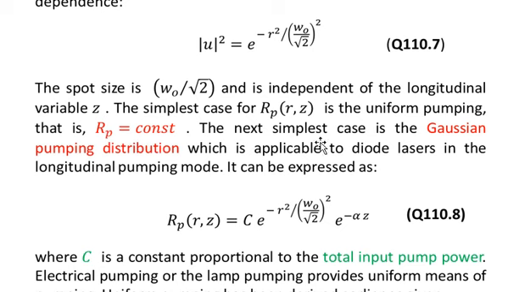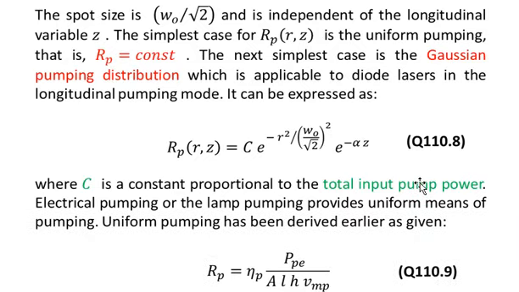So this RP equal to constant is the simplest case that we can consider for uniform pumping. The next simplest case is the Gaussian pumping distribution, which is applicable in case of diode lasers in the longitudinal mode pumping. It can be expressed as follows. So you see that the next simplest case that we can consider is with diode lasers used as pumping sources, and in longitudinal pumping mode, we can write RP as a function of R and Z, following the full expression of the field U.